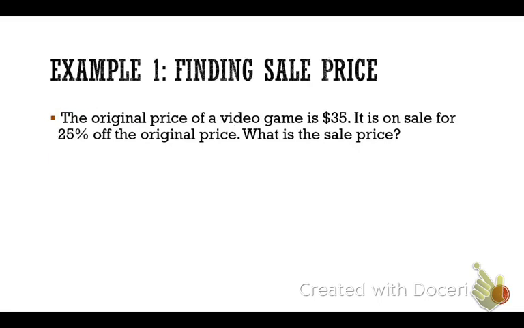All right, so in example 1, we see that the original price of a video game is $35, and it's on sale for 25% off the original price, and it's asking us what is the sale price. Okay, so we are going to use the percent equation to solve these. And remember, the percent equation is your A equals P times W. Okay, A equals P times W.